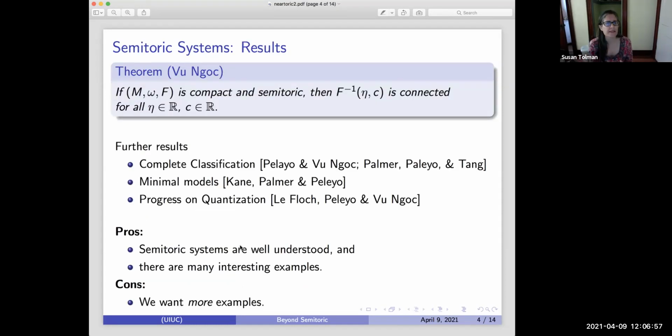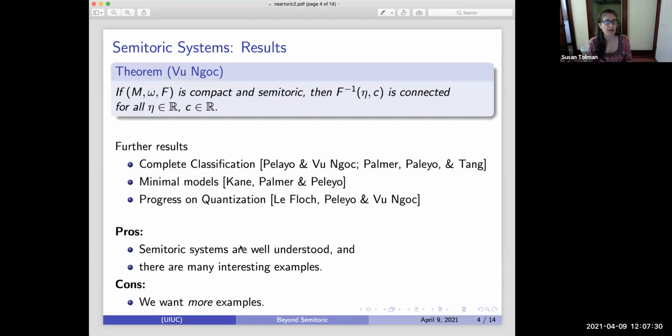Semitoric systems, there's a lot of results on semitoric systems, and I'm not going to give you a complete list because it's quite extensive and a little bit aside from what I'm doing today. But the first real theorem we have here is that if you have a semitoric integrable system and it's compact, then all the fibers are connected. And having the fibers be connected is a really important thing because it really gives you the first step on your classification. And there's a lot of further results.